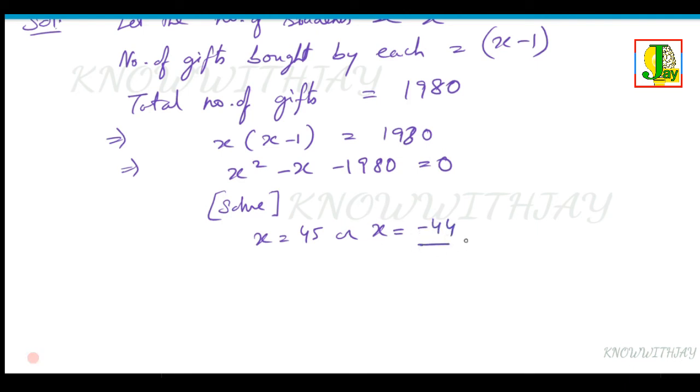What is x? It's the total number of students, which cannot be negative. So you have to discard this negative value. So the total number of students is 45.